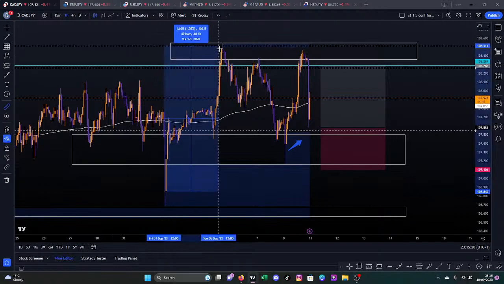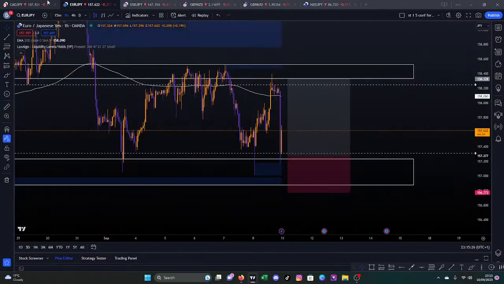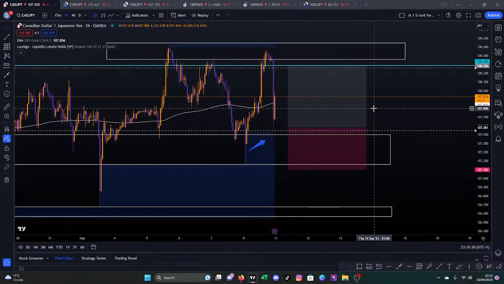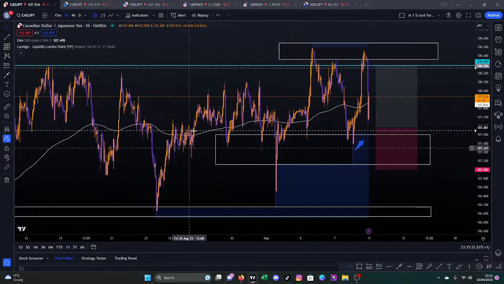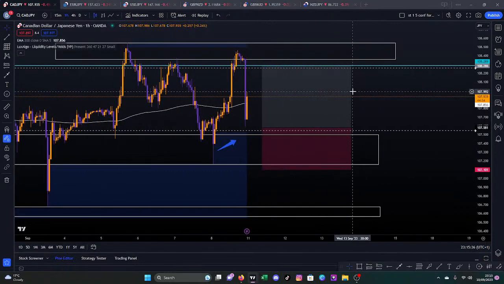From there to there, 162 points. So yeah, that's on CAD JPY as well. So that's usually quite consolidating, but you know, sometimes it will break through, take liquidity down here.